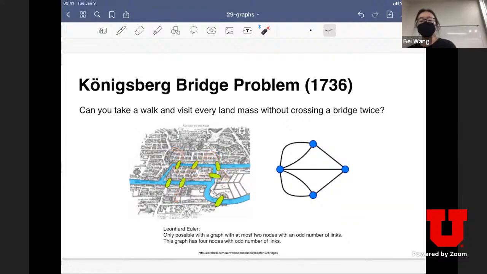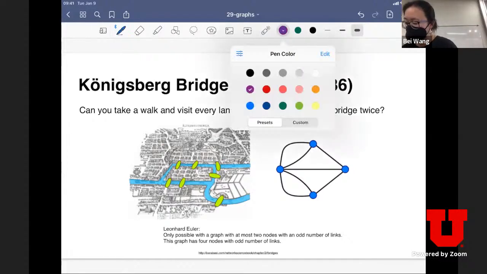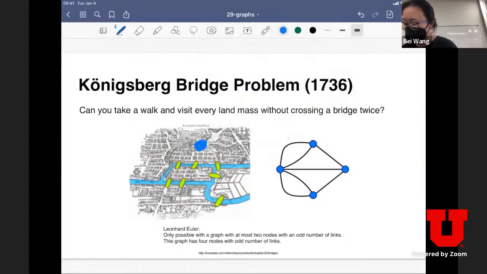The way to solve this problem is through abstraction. What is the specific abstraction? Every piece of land is now represented by a node. For example, this piece of land is a node here, this is another node, this is another node, and so on. Let's say this is node A right here. If there's a bridge connecting the land with another piece of land, there's an edge between them.